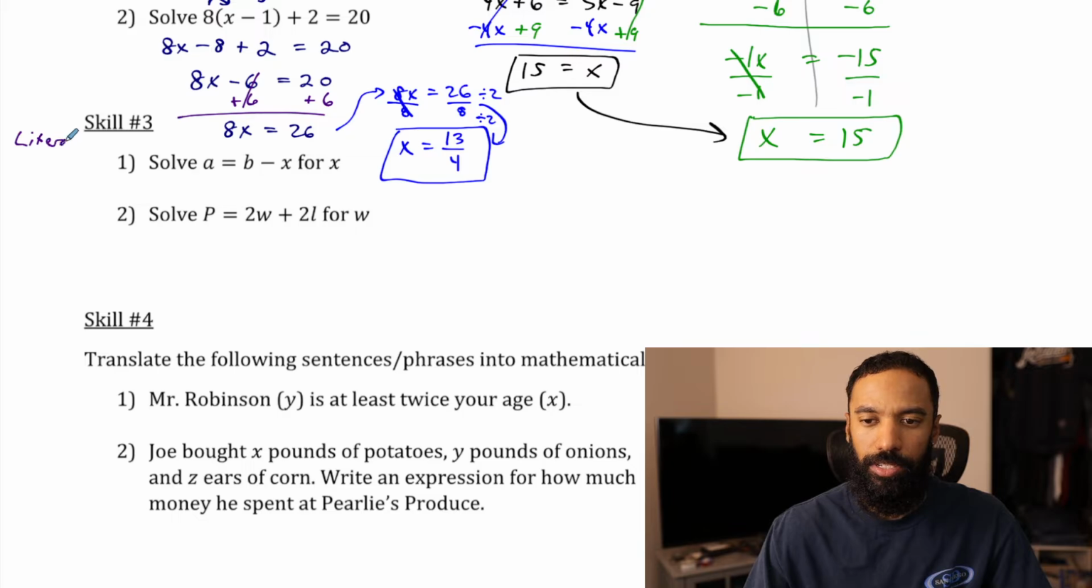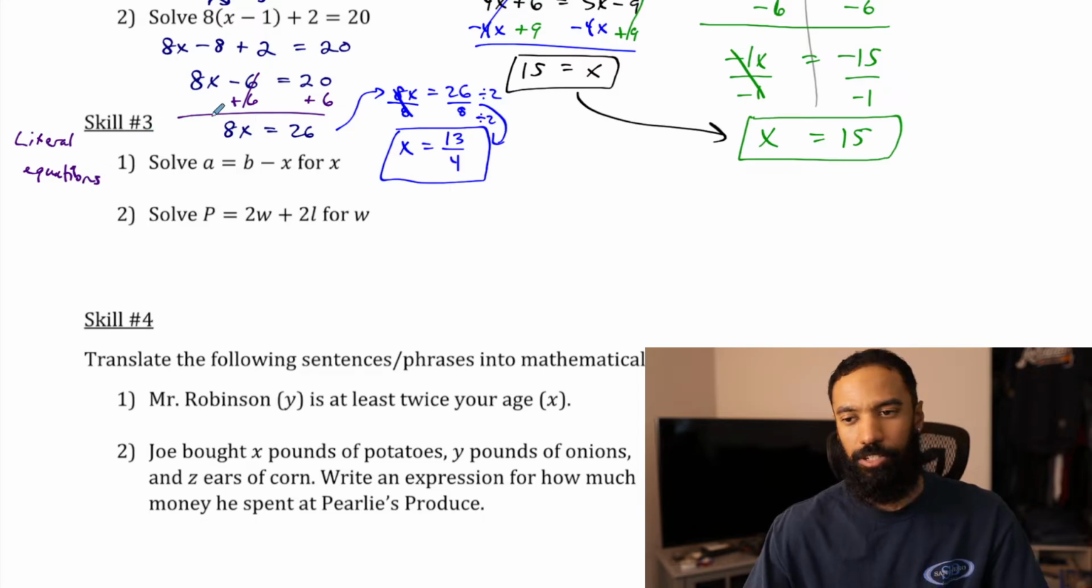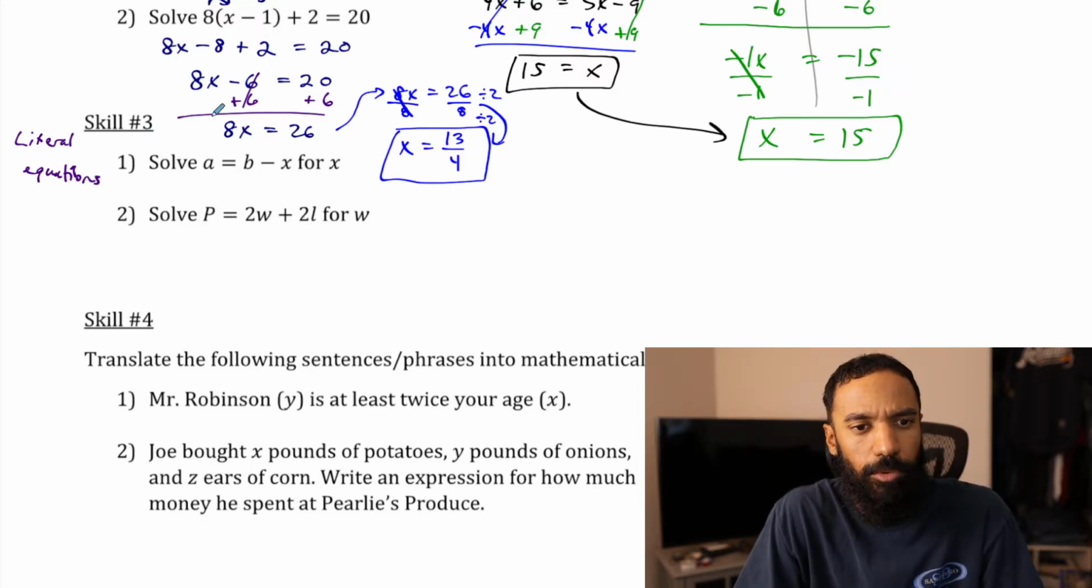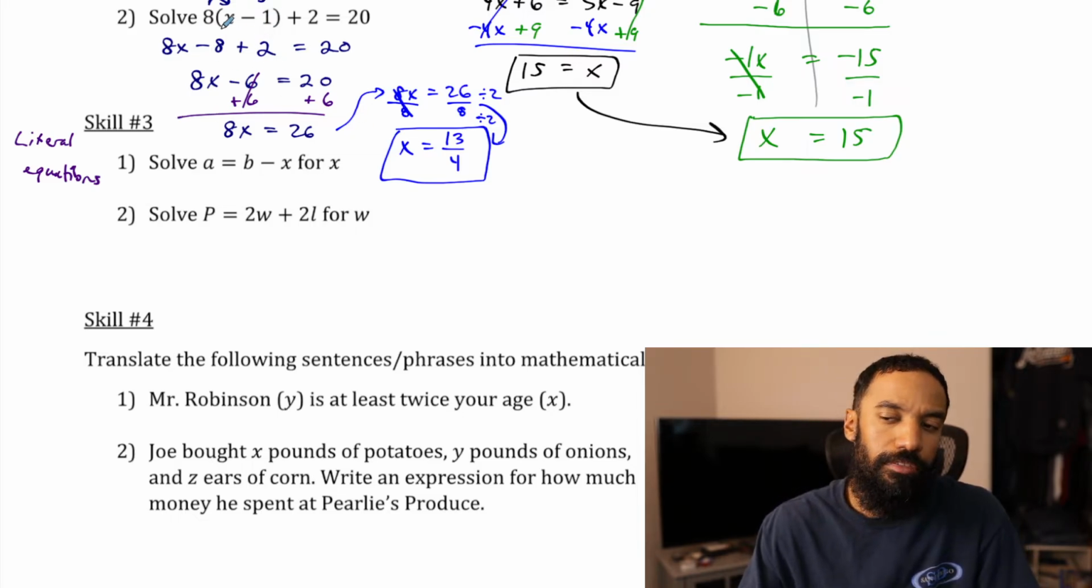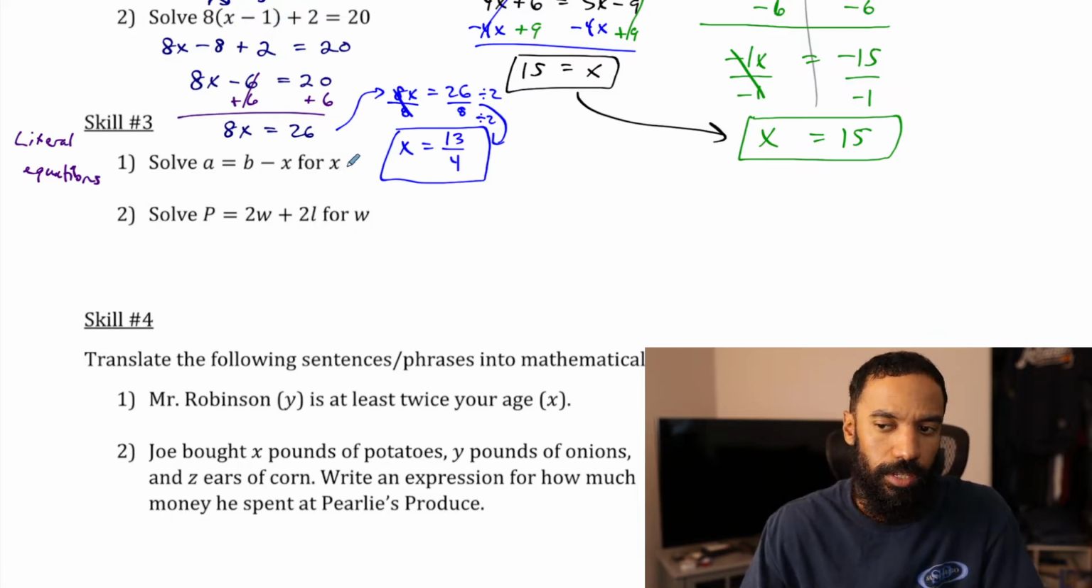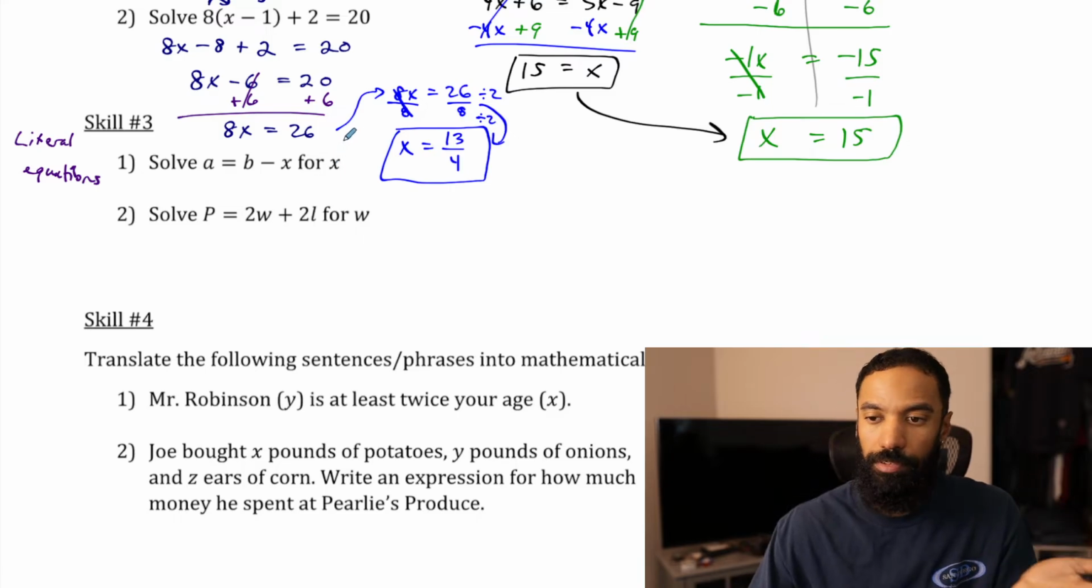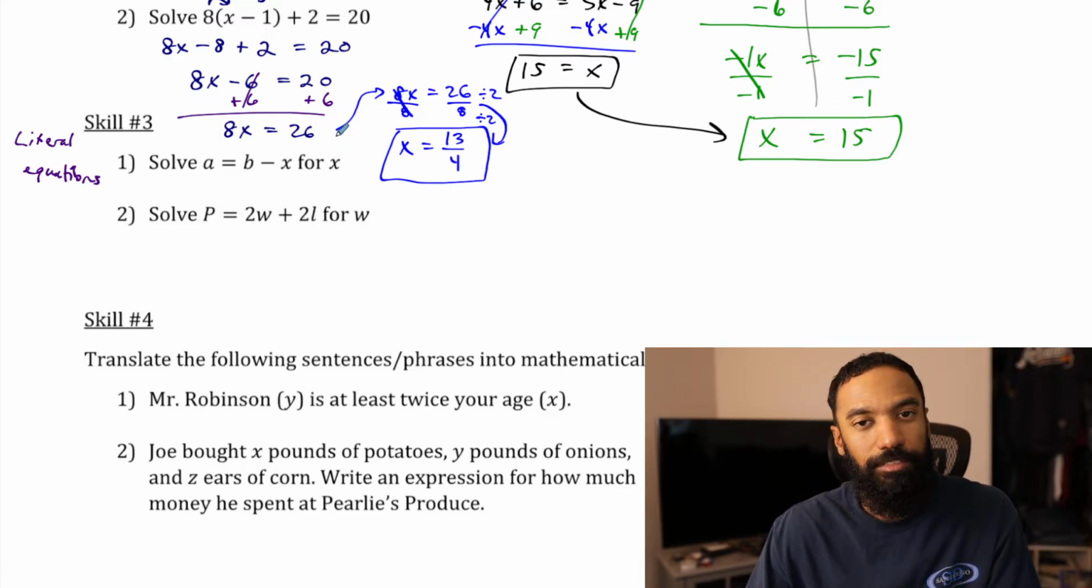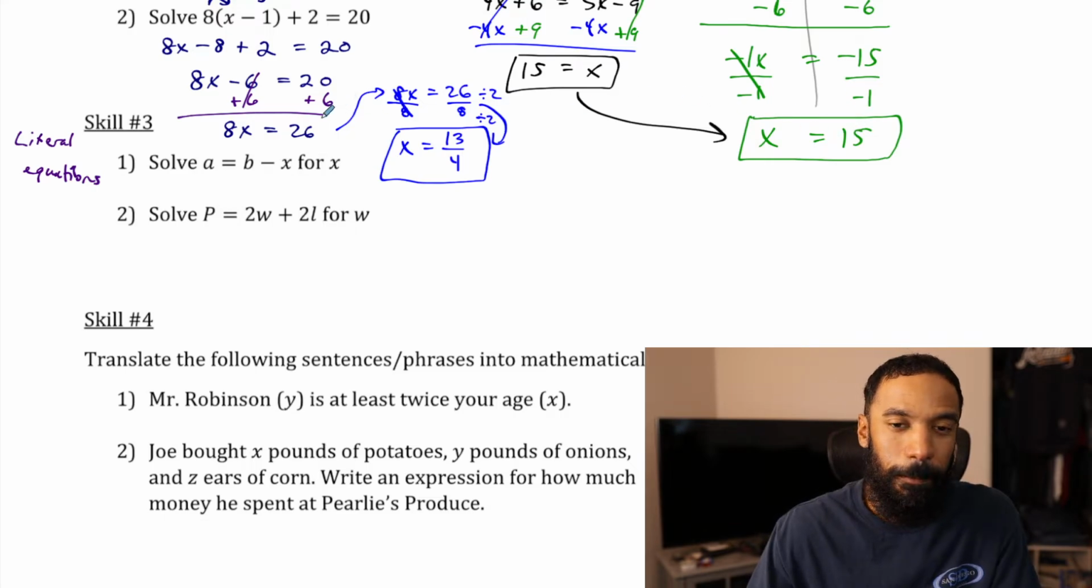literal equations. What we're going to do on these ones here is we are solving for the variable asked for. Now, for whatever reason, students have more trouble with this than I feel they should. Literal equations are a lot like the equations above. If you feel like you know what you're doing with these things, these should be a cinch. The only difference is that your answer might not have just a single number. It might have letters.